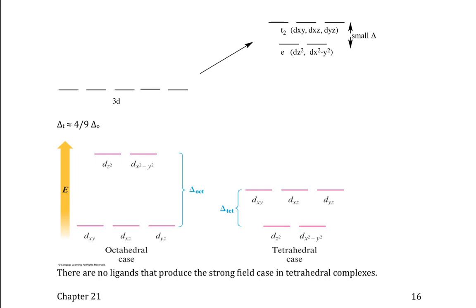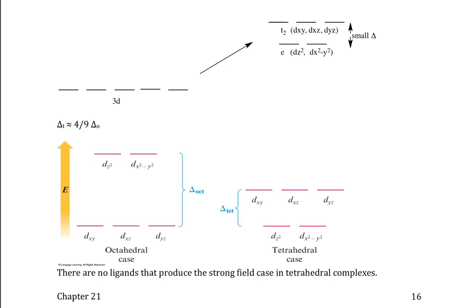So we see by comparison, when we have octahedral, we have a big gap, tetrahedral, a small gap. So octahedral, our energy level diagram is 3 low, 2 high. Tetrahedral is 2 low and 3 high. Looks a little like a T if you use your imagination.